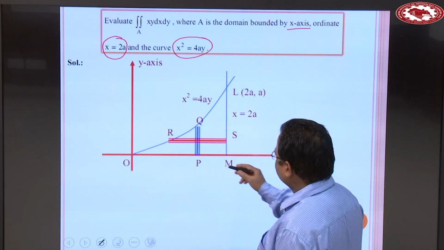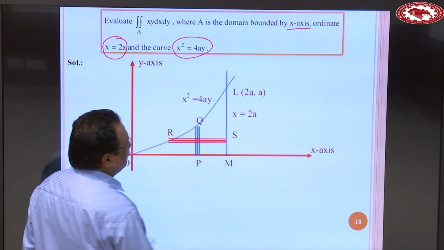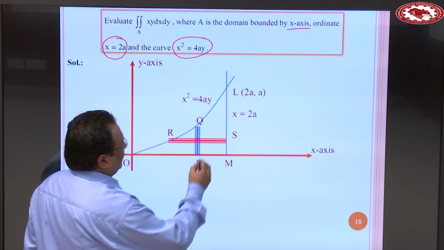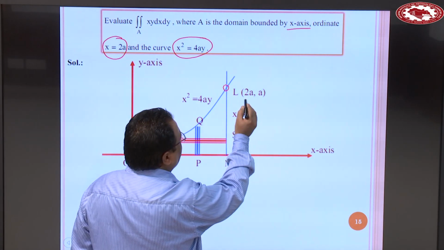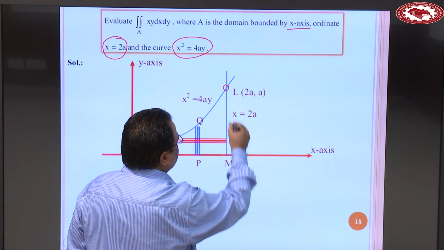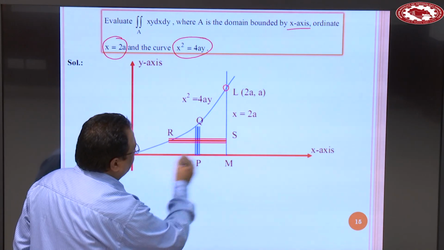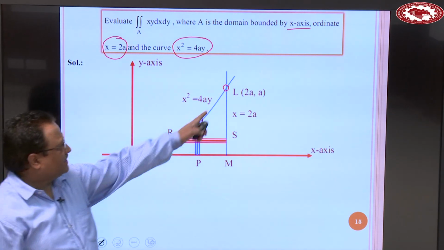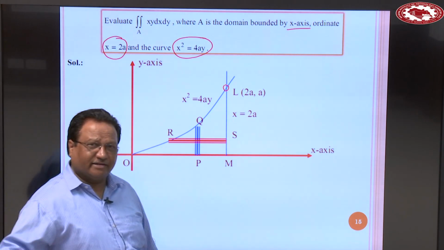Okay, so this is the x axis, this is x equal to 2a and this one is x square equal to 4ay. And this point is L and its coordinates are (2a, a). So this distance is a and this distance is 2a. So the point of intersection is at x equal to 2a. Clear? हमारे पास दो मेथड्स है.